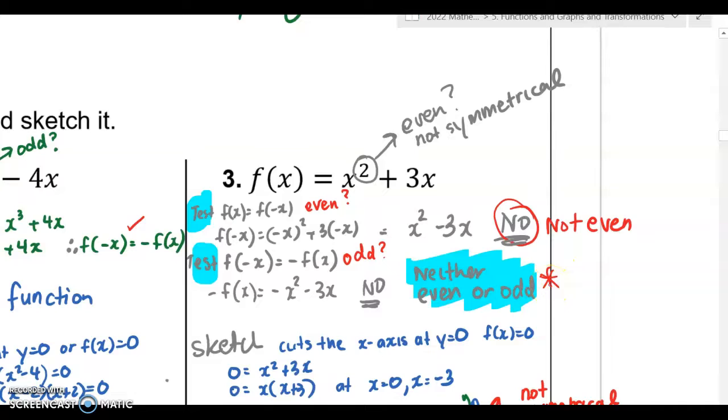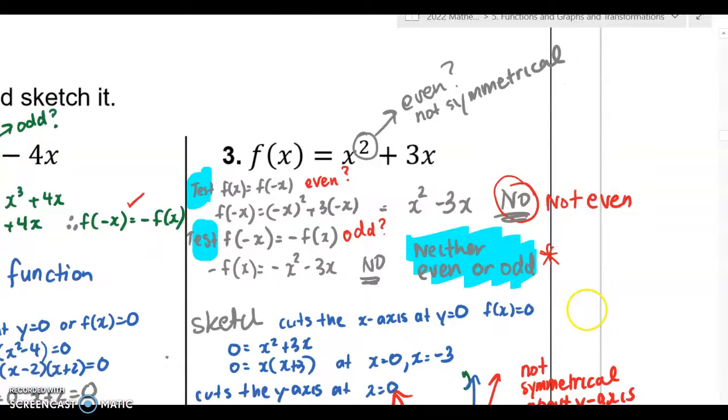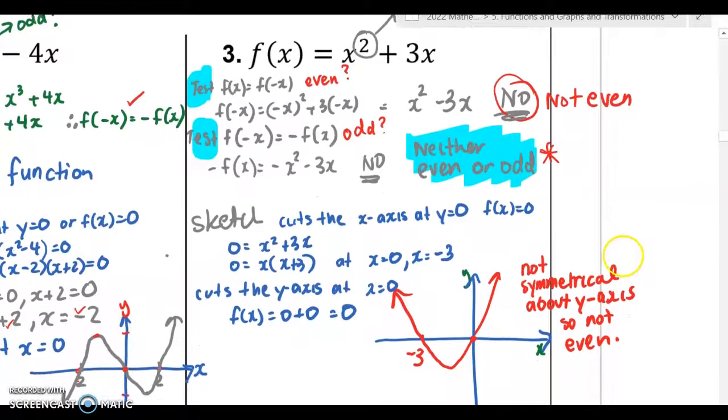You can have graphs that are not even and not odd. That would just mean they're not symmetrical about the y-axis, or they don't rotate through 180 degrees or flip through the y and then the x. So if you have a look at the graph below, you'll see why that's the case.